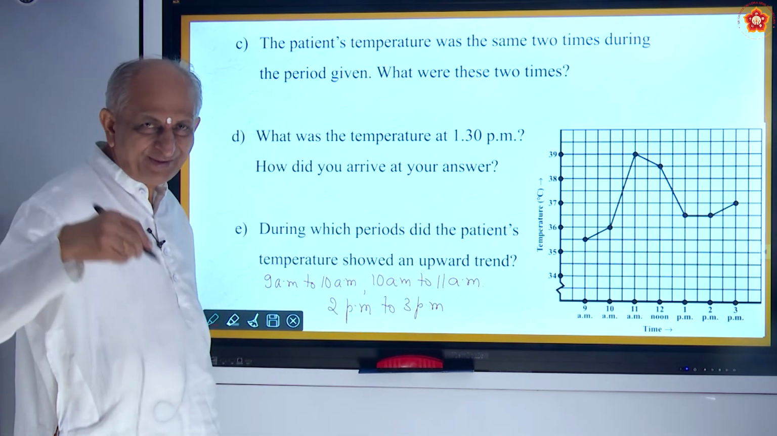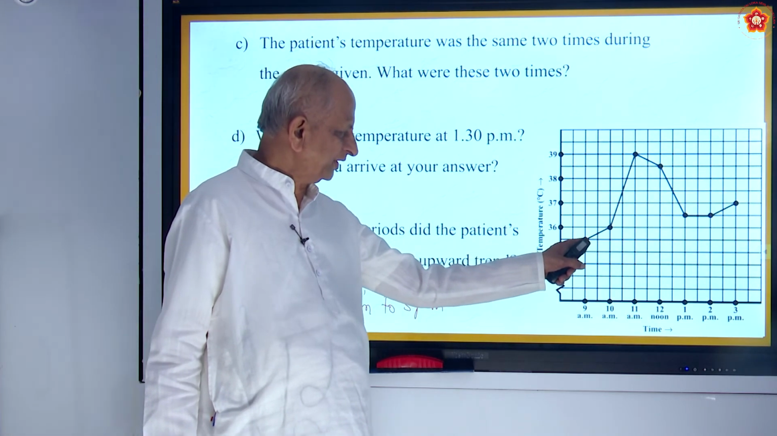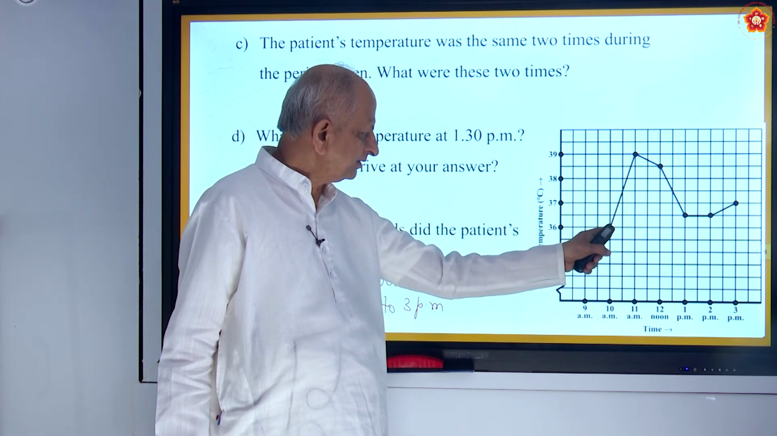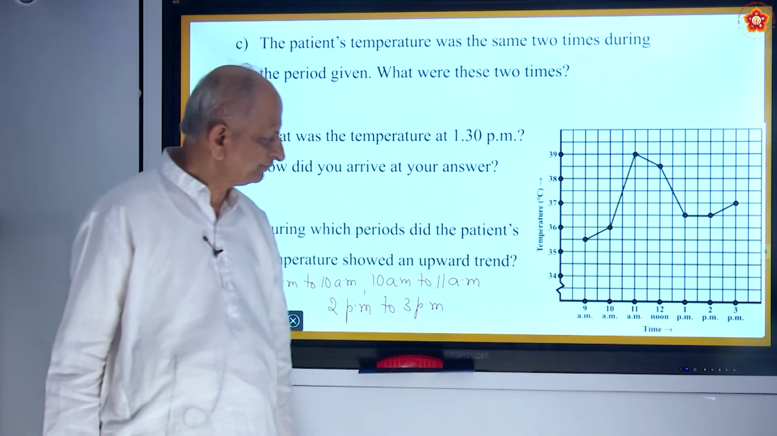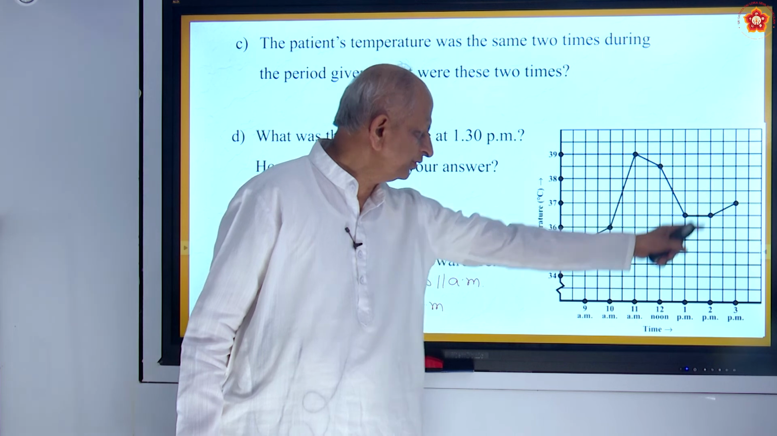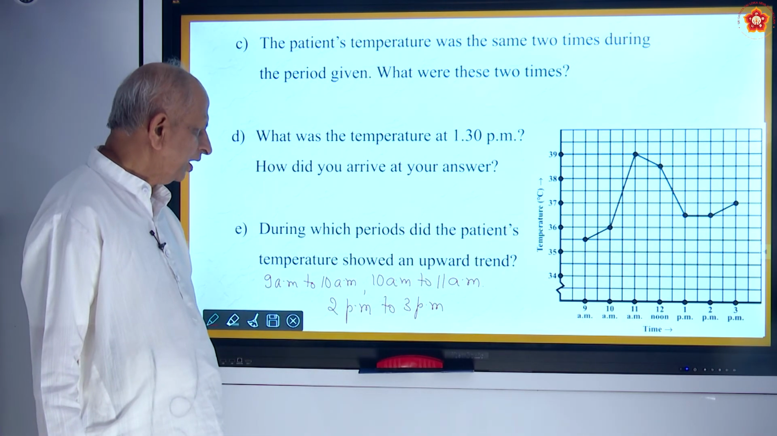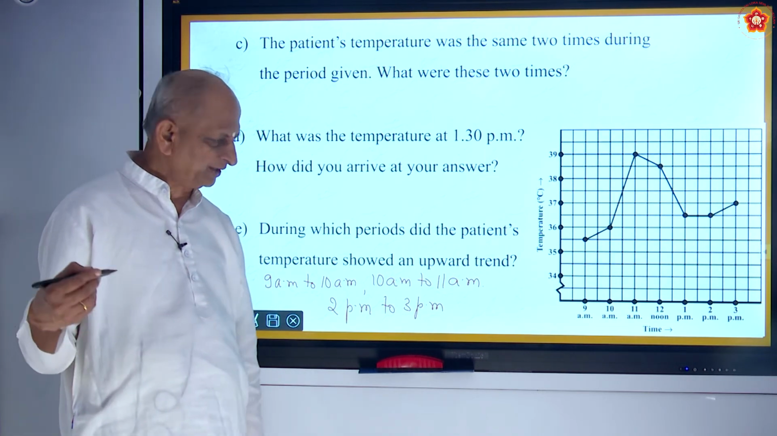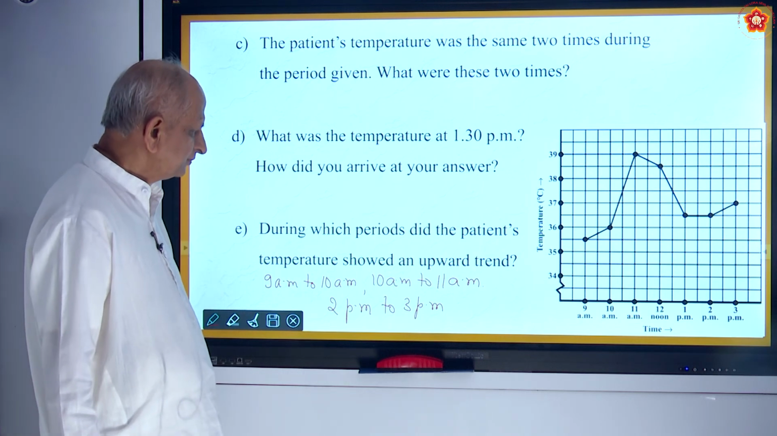Followed? Increase means a rise in temperature. So in the morning the temperature rose from 35.25 to 36, and then from 10 to 11 it increased from 36 to 39, and in the evening again from 36.5 to 37, there is an increase. They are asking during which period the patient's temperature showed an upward trend, means increase. Noted? Very happy.